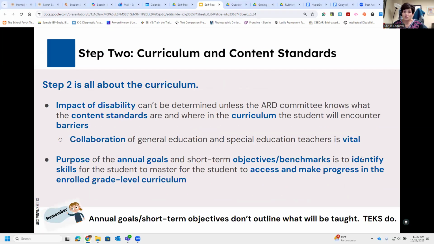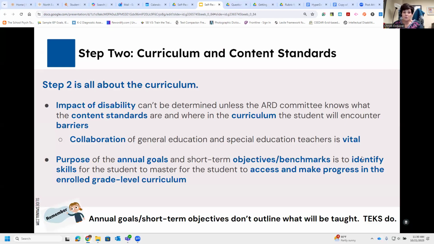It will be difficult to determine how the disability impacts the curriculum unless the ARD committee knows what the content standards are and where in the curriculum the student will encounter barriers. This really highlights the need for collaboration between the general education teacher and the special education teacher.